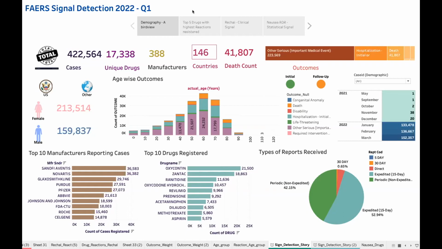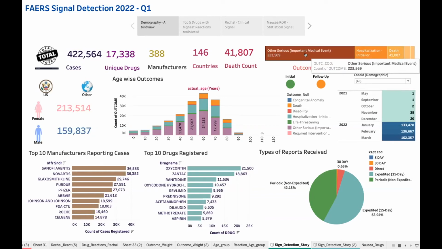I'll be walking you through a couple of use cases, and this dashboard is completely interactive. You can drill down to any level and see how the data distributions are. For example, for the first quarter of 2022, FDA has received around 500,000 cases with around 17.5 thousand unique drugs reported by around 388 manufacturers across 146 countries. We can also see the death count registered is close to 42,000.